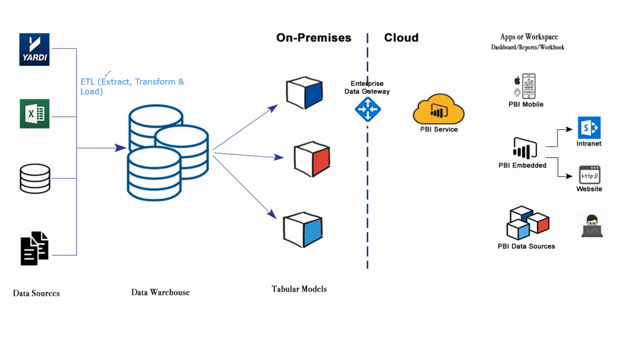So this part, extract part, is you're taking it from the source system. It could be anything, and then transformation is applying the business logic, and then loading is loading finally to this system here, which is the data warehouse. So you have this data warehouse here.